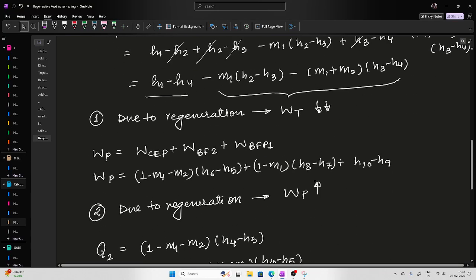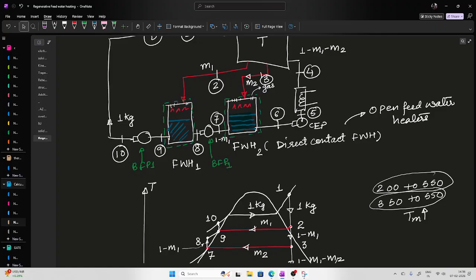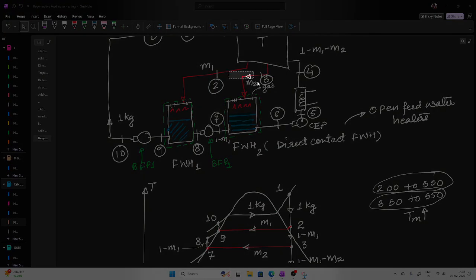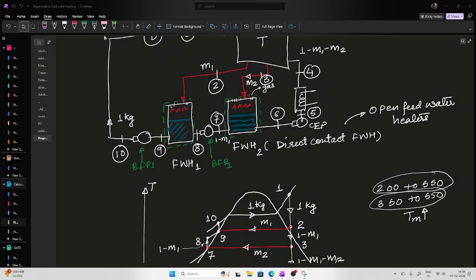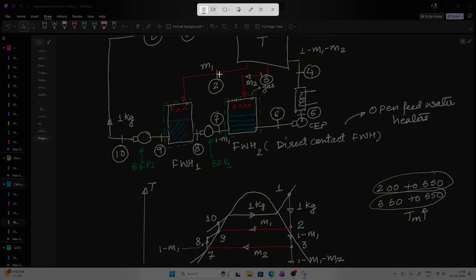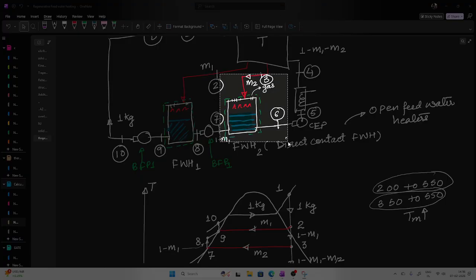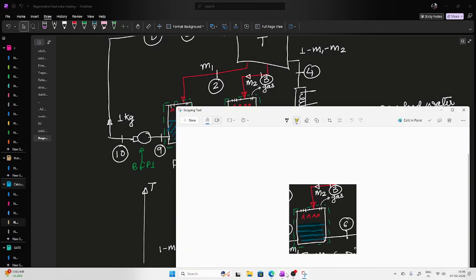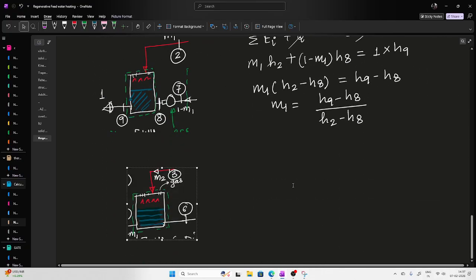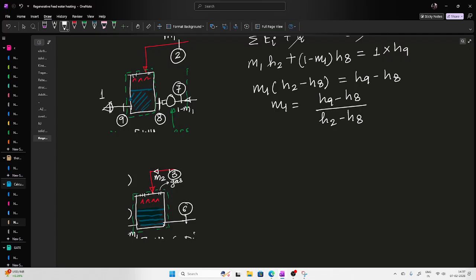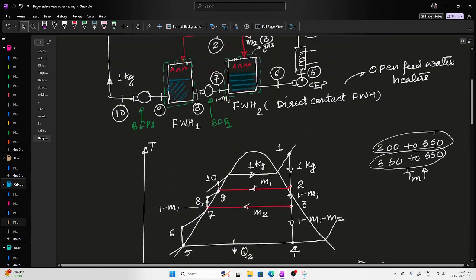Now let us see how to evaluate the mass flow rate for the second feed water heater. So let us also snip it. No, this is not coming in full, so let us do it again. From here. Okay. Now if you look here, the steam is entering at point number 3, the feed water is entering at point number 6 and it is leaving at point number 7. So let us check once more. So this is point number 7.